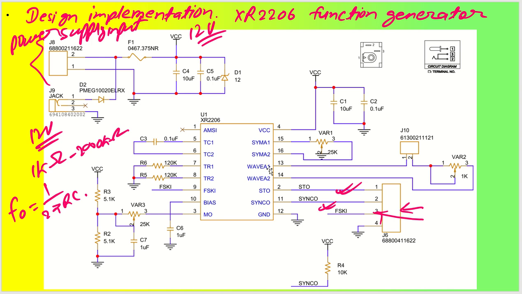Coming back to this wave A and wave B, that is nothing but waveform adjust inputs. If you want to have a square wave output only, then you don't need to connect this. So you just disconnect this particular jumper. I have put a jumper short here.